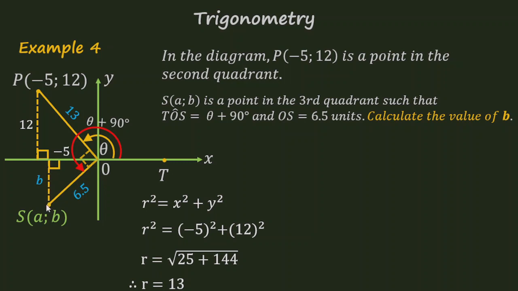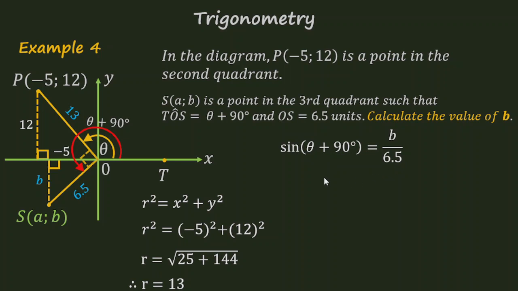We can also complete this right-angled triangle here, so that we can find the value of b. Now remember, b is the y value in that regard. So we know that in this right-angled triangle, the sine of theta plus 90 degrees will be given by the opposite, which is the b that we're looking for, over the hypotenuse. In this case, we will only have one unknown, which is b. So we can show that by saying the sine of theta plus 90 degrees equals b over 6.5.